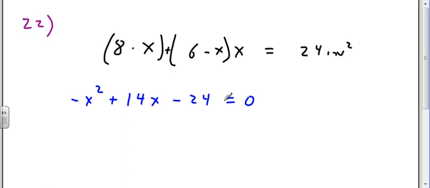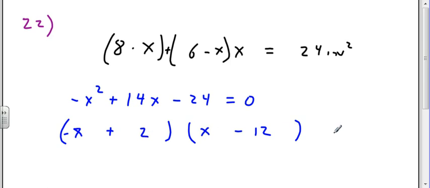And then I'd ask myself, can I go and factor that? And the answer is yes, I can. So I could have x and an x. And I could have a minus 12 and an x plus 2. I could do that. Is 0, in which case x could be 2 or x could be 12.